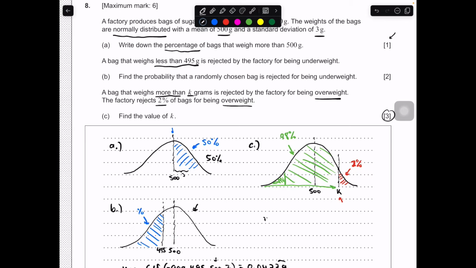Alright, let's go back to the document and write this out. This is what we did. We did inverse normal, and we fed in an area of 0.98 with a mean of 500 and a standard deviation of 3. And we got a result of 506.16, or just 506. So what do we know? We know that this k value is equal to 506.